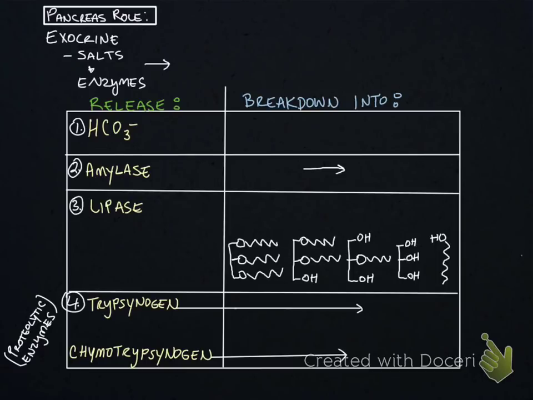What's the pancreas's role? Well, one of them is exocrine. We've talked about the endocrine role, which is the making of insulin and glucagon, but its exocrine role is to make salts and enzymes. And these are then secreted into the duodenum. Okay, I won't go over this because we just did this part.